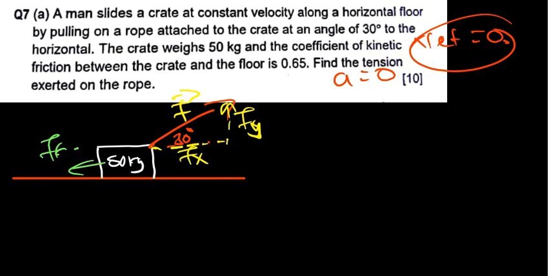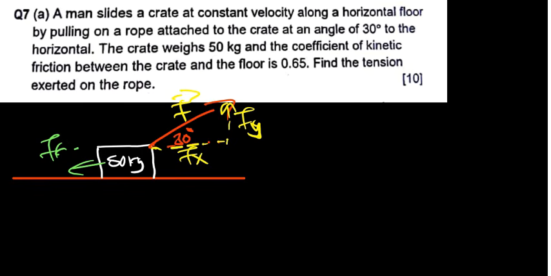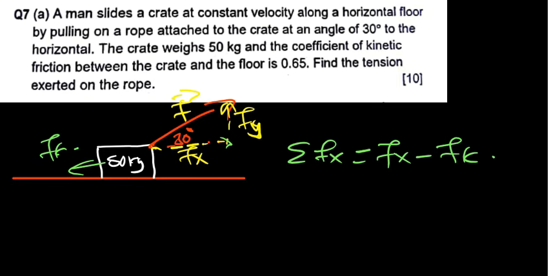So to find the tension in this case, we are going to say the summation of all the forces in the x direction. What forces do we have? We have Fx, which is pointing toward the positive x-axis, minus the Fk. Fk always opposes motion. According to Newton's second law, the net force here is zero, so we replace this with zero. So zero is equal to, and we know that Fx in this case is F cos theta, and Fy is F sin theta.